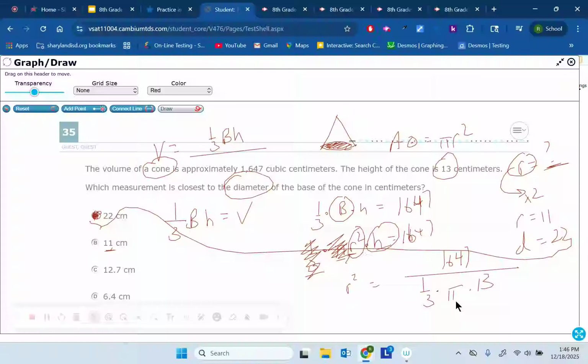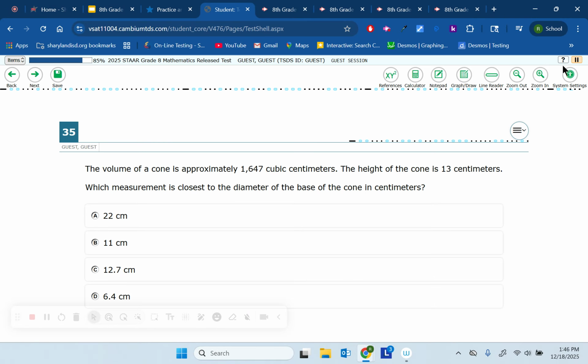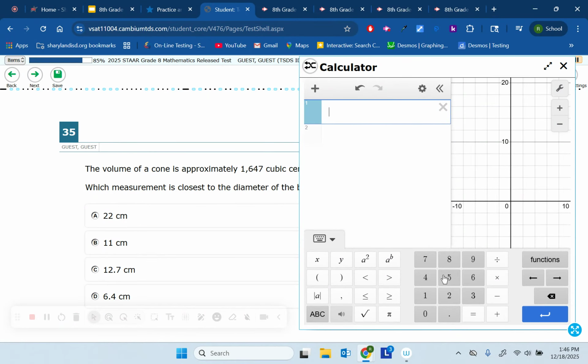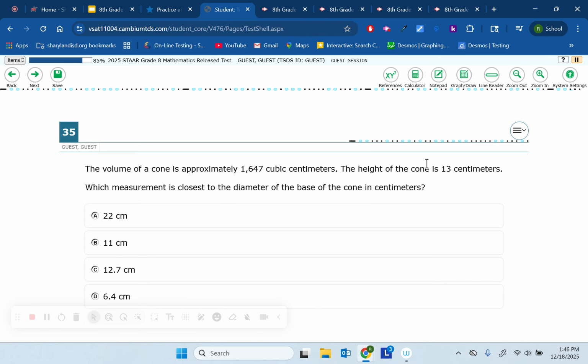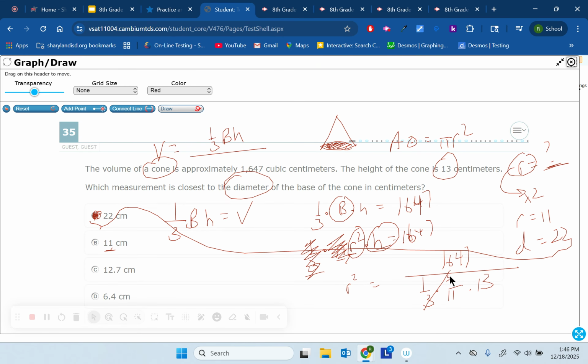And I know pi is 3.14. One thing I do know is that pi is pretty close to 3, and 3/3 is just 1. So it's really going to be just 1647 divided by 13, and I'm going to get pretty close to 11. Check this out. 1647 divided by 13, and I'm getting that. But then it's r squared, so I take the square root of that, and it's pretty close. Anyway, let's go back and work it out.